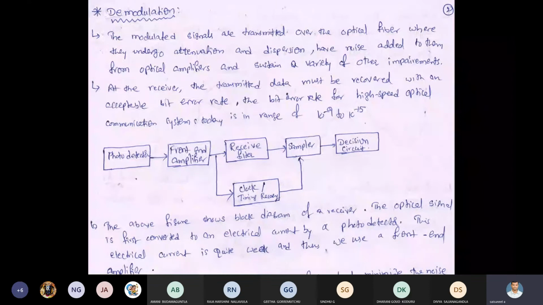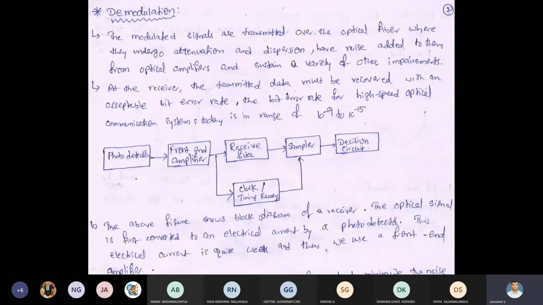Once the signal is received, at that time we have to calculate the bit error rate. In high-speed optical communication systems, the bit error rate range is between 10 power minus 9 to 10 power minus 15. We must maintain this range. Other than this, the received signal is a totally errored signal.